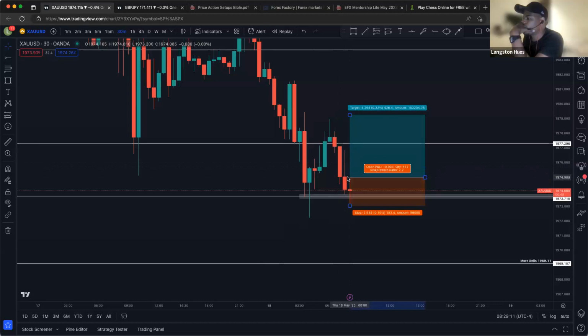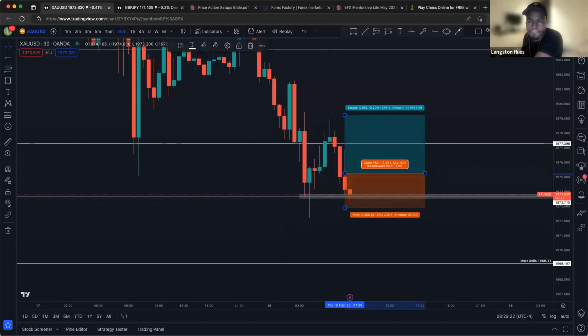Okay. Have it at the high of this candle. Stop loss just at the low. Only risking 0.5%. Okay. Got about 20 seconds remaining.